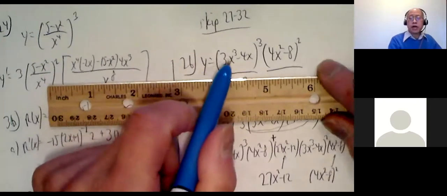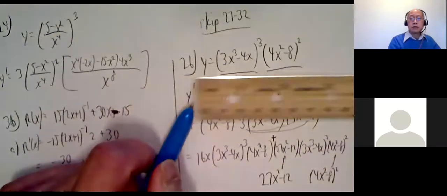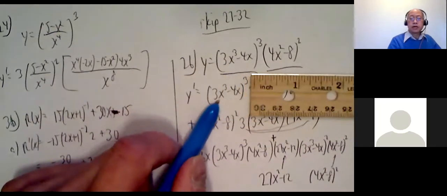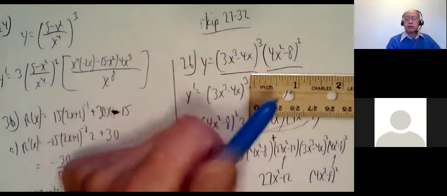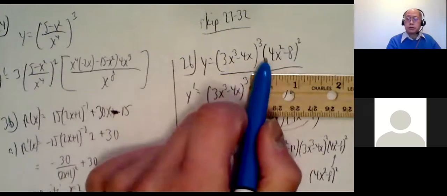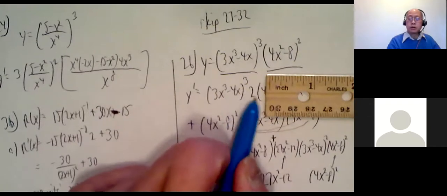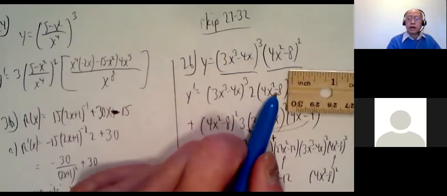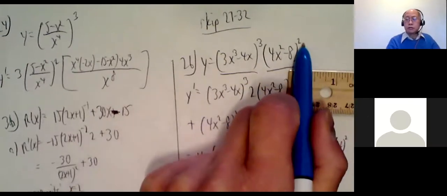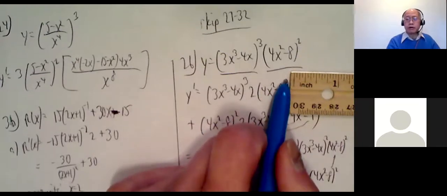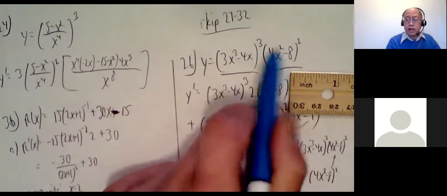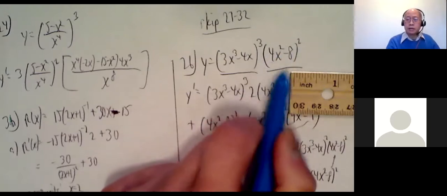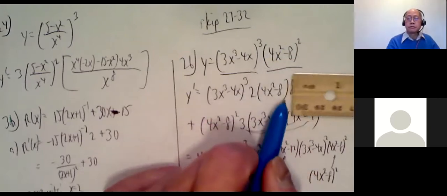All right, so product rule, copy the first function, 3x cubed minus 4x cubed, times the derivative of the second. So what's the derivative of the second? 2 times 4x squared minus 8 raised to the 1, but if it's raised to the 1, you don't have to put it. Times the derivative of the inside. What's the derivative of the inside? 8x.